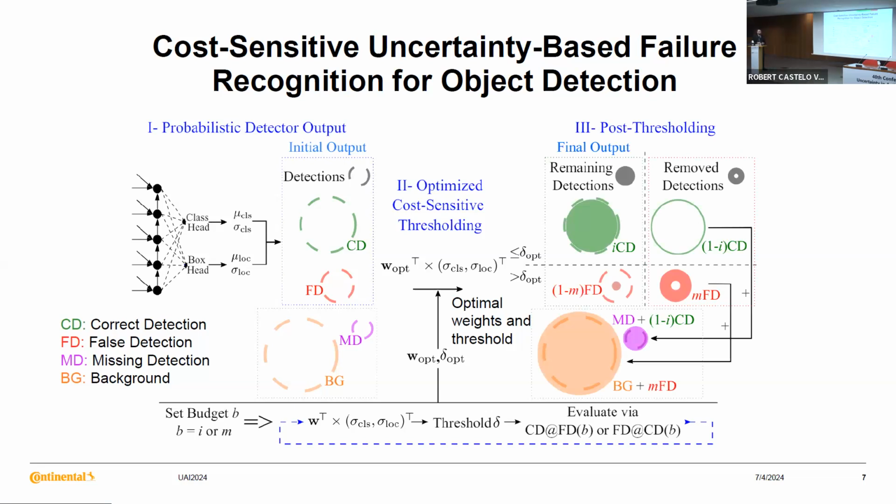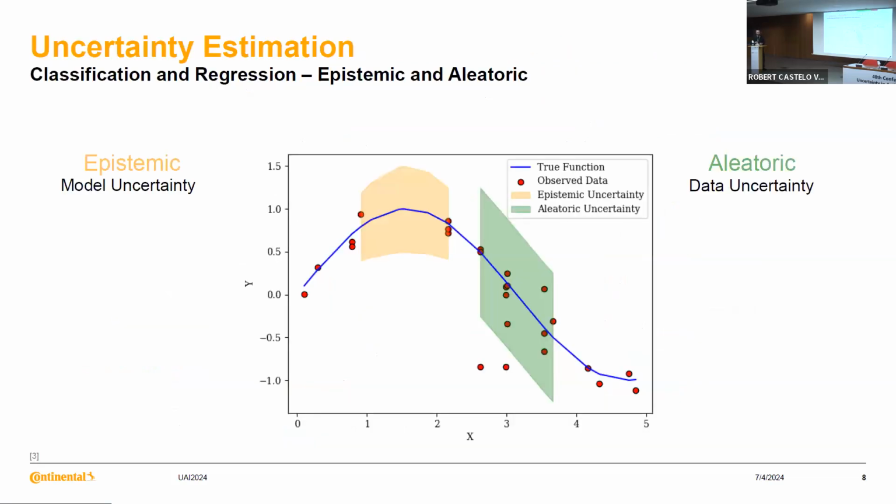So based on the budget you set, you would have CDs that go missing as you falsely remove them via thresholding, and FDs that correctly become background as they belong. And there you have full control over either the amount of CDs that you lose or the FDs that you correctly remove. So what uncertainties do we use?